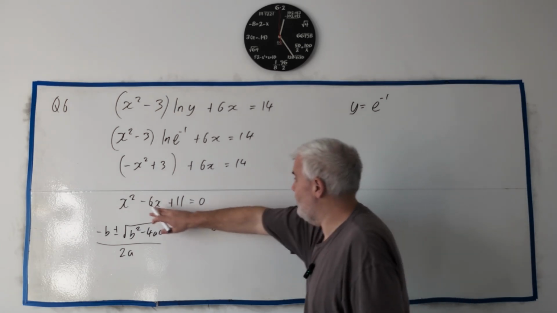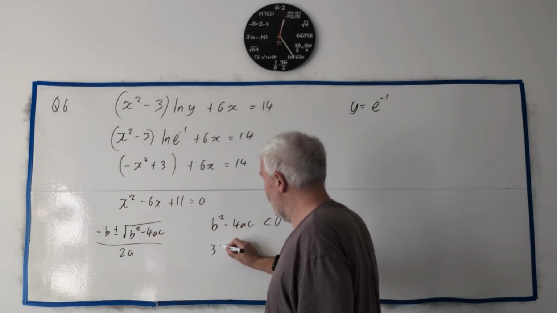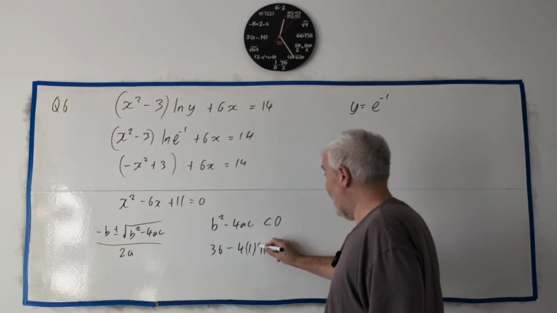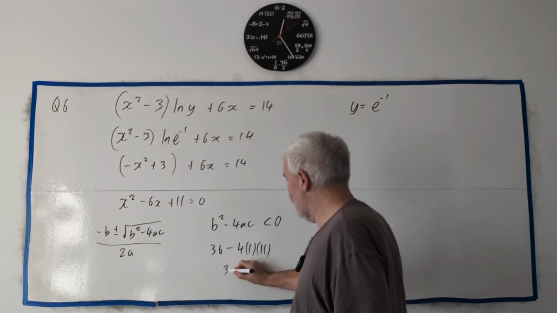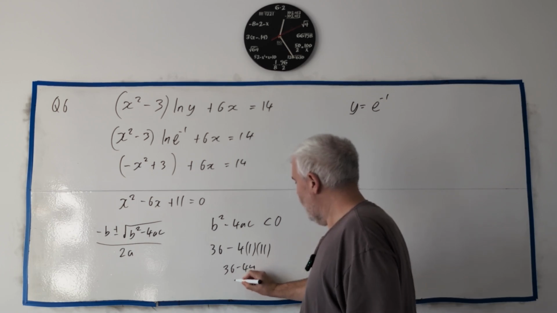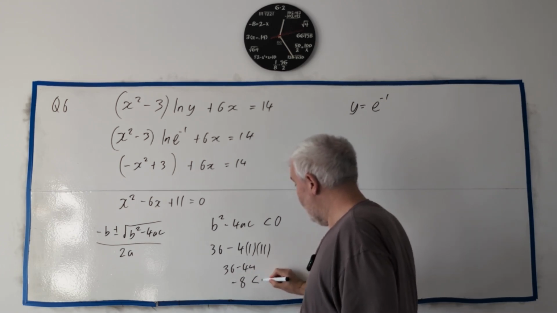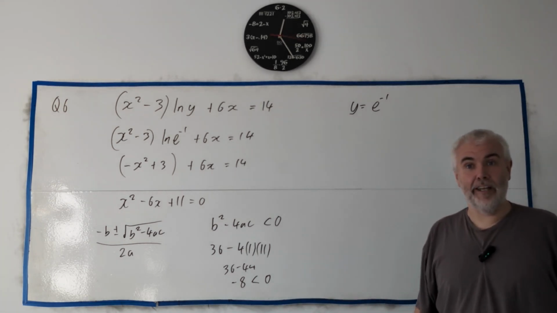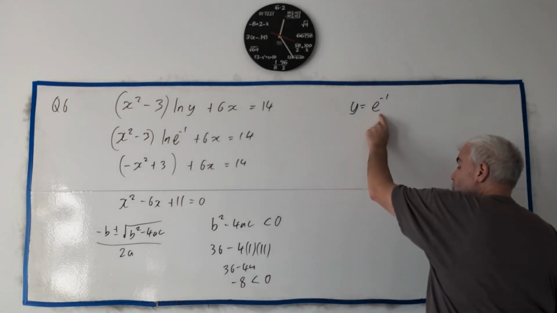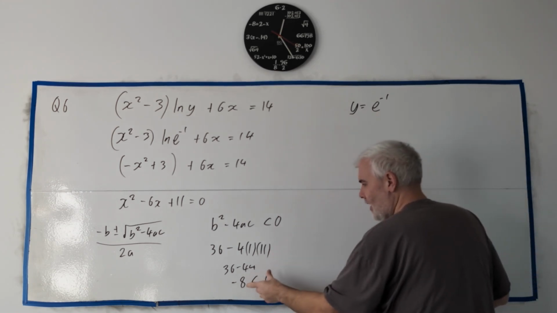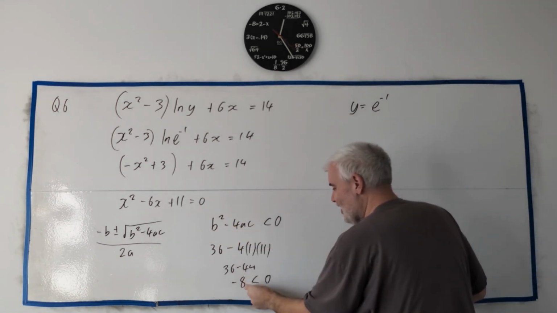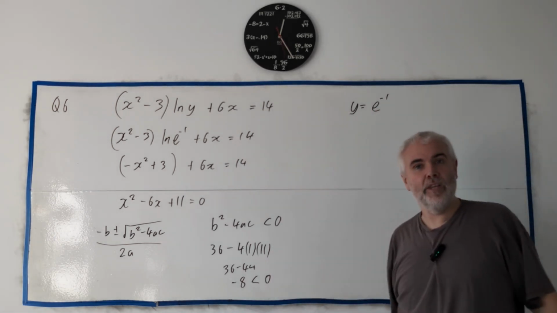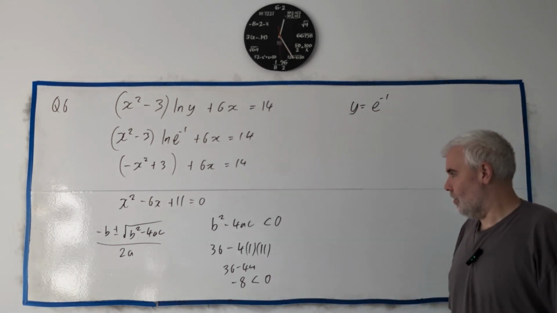So we know what b is, minus 6. So this becomes 36 minus 4 times 1 times 11. And that's 36 minus 44. That's minus 8, and that is indeed less than 0. And that's the answer to part A. This cannot be a solution because b squared minus 4ac is less than 0. There's no solution when you put that in, at least no real solution.